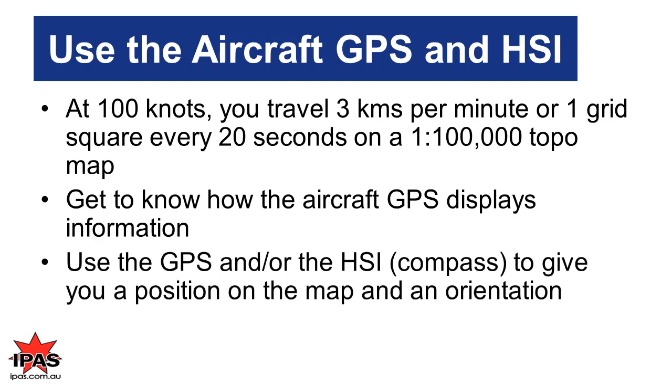So learn how to use the GPS, and also learn how to use the compass, or where the compass is. The compass is known as an HSI, a Horizontal Situation Indicator, and that will give you more information on how to orient your map. So if you're tracking north, then north should be the top part of your map. If you're tracking east, then turn it around so east is at the top part of your map. It helps you with orientation.